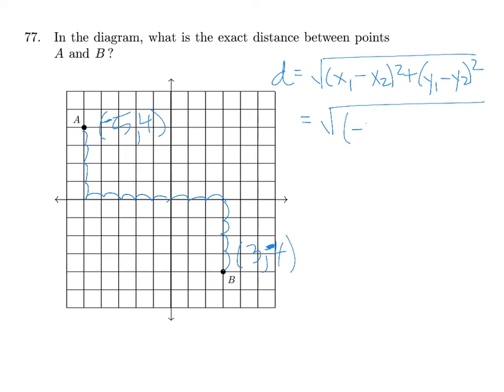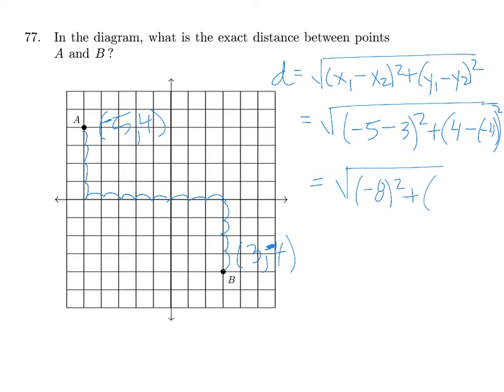So x1 is negative 5 minus x2, which is 3, plus y1, which is 4, minus y2, which is negative 4, squared. So I end up with negative 8 squared plus 8 squared. So I get 64 plus 64, square root of 128.